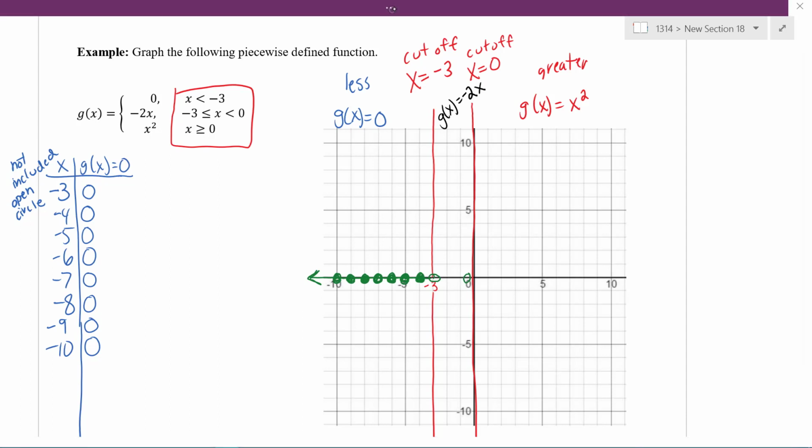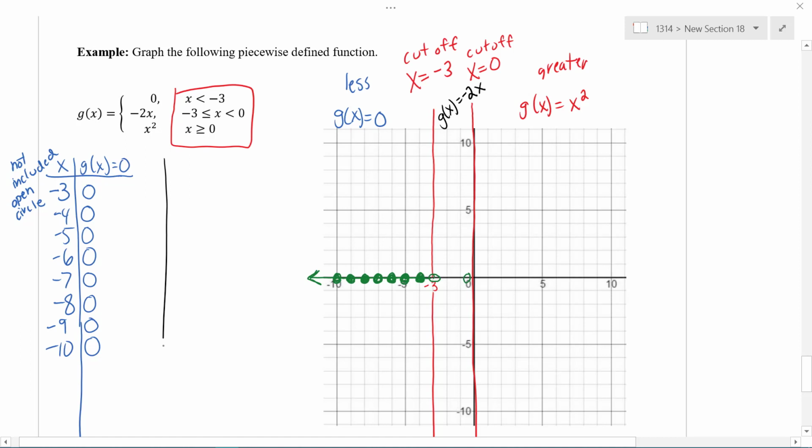Okay, what about the middle graph? We're going to plug in x values, and we're going to plug them into the equation g of x equals -2x. We're going to plug in the restrictions, those values that are mentioned in the restrictions, those cutoff x values. So we're going to plug in -3, and we're also going to plug in everything in between -3 and 0. Okay, so that means -2, -1, and then we're also going to include 0.